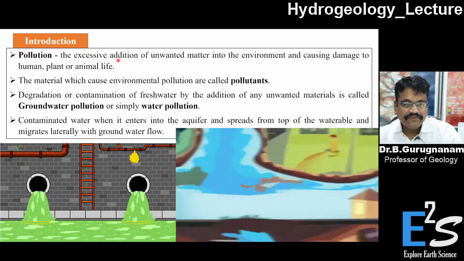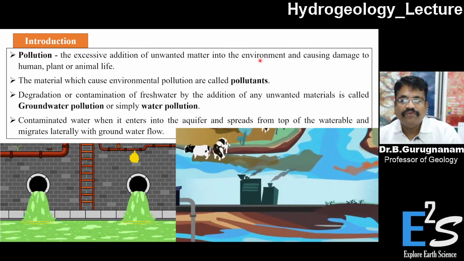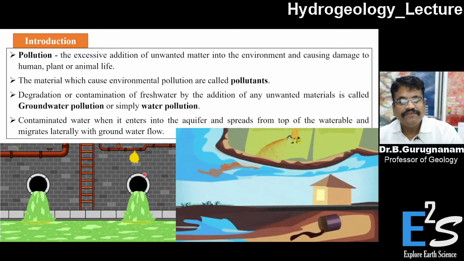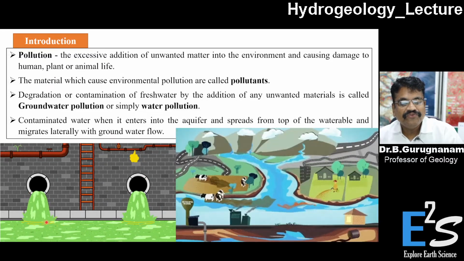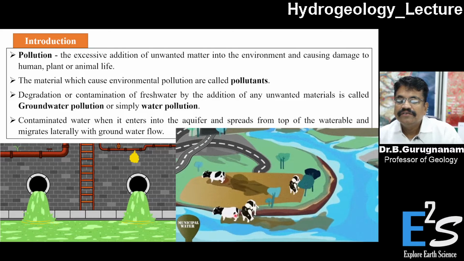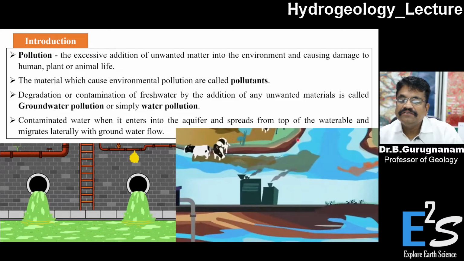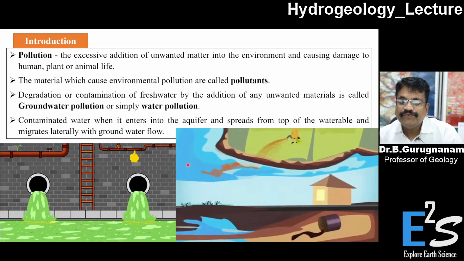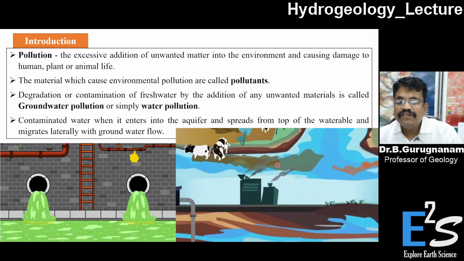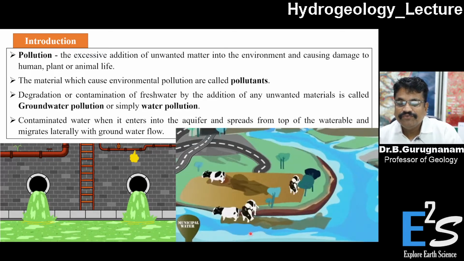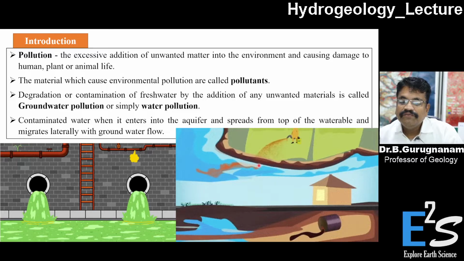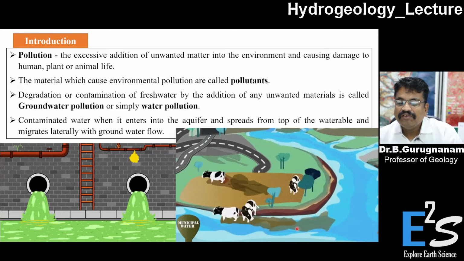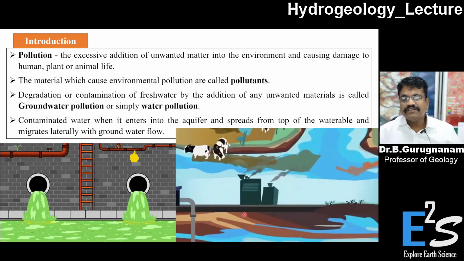Pollution is the excessive addition of unwanted matter into the environment, causing damage to humans, plants or animals. You see, from the industry, a huge amount of waste water is going, and in this animated photograph you see the waste from the industry mixing, and then waste from the animals, waste from the dumps, which slowly gets into the water system. You see, this is how it's going inside. Animal waste and human waste, septic tank or normal dilution also get into the water system and it gets polluted.